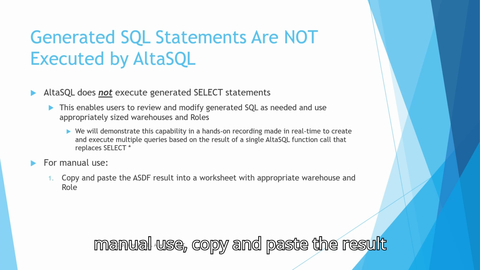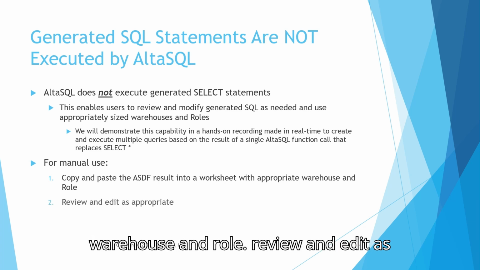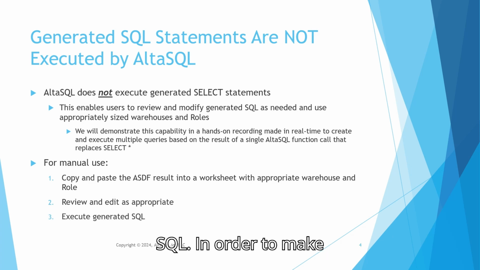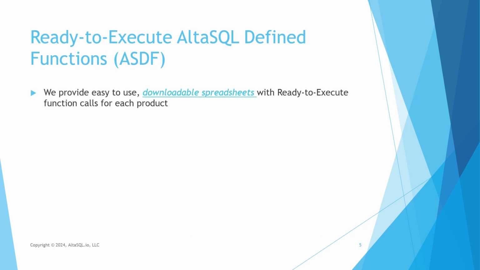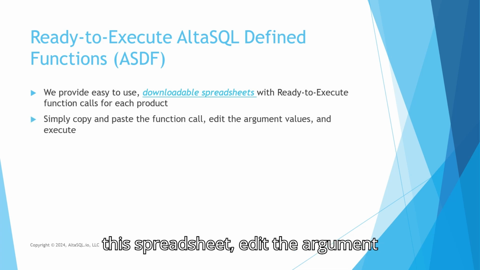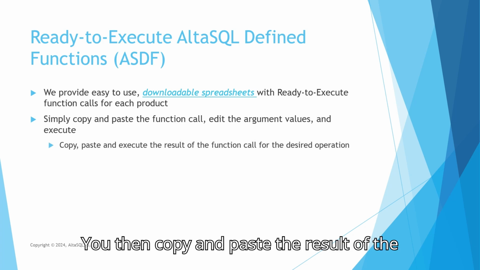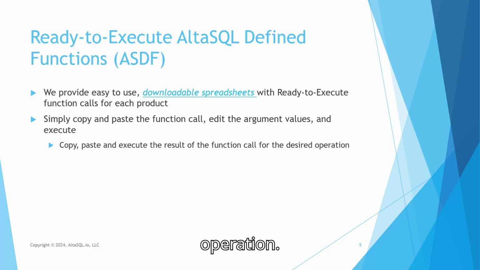For manual use, copy and paste the result into a worksheet with an appropriate warehouse and role. Review and edit as appropriate, and execute the generated SQL. In order to make your life easier, we provide easy-to-use, downloadable spreadsheets with ready-to-execute function calls for each product. You simply copy and paste the function call from the spreadsheet, edit the argument values, and execute. You then copy and paste the result of the function call for your desired operation.